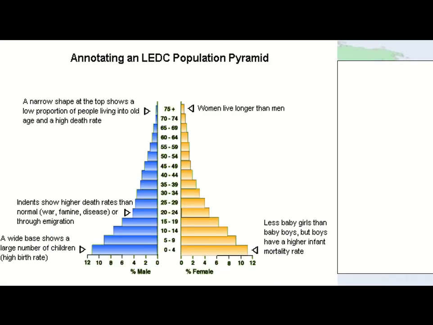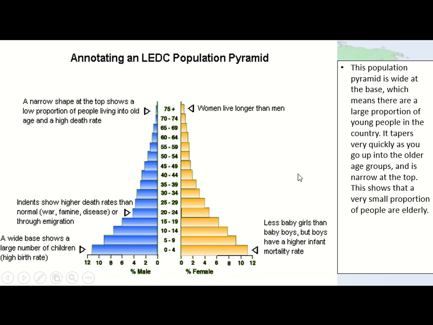And in a less economically developed pyramid, you should have seen a wide base, high birth rate, high death rates, normal war, famine, disease, things that you wouldn't necessarily expect to be a problem in the developed countries. Women still live longer than men, but the narrow shape at the top means that there's low life expectancy, high death rates, that sort of thing. So again, I've got a couple of extra annotations that you may have added. Population pyramid is wide at the base, large population, tapers very quickly, all things that you can see in places like Kenya or Vietnam or Mozambique. And like I say, you've got those three examples to compare your pyramids from your notes already.